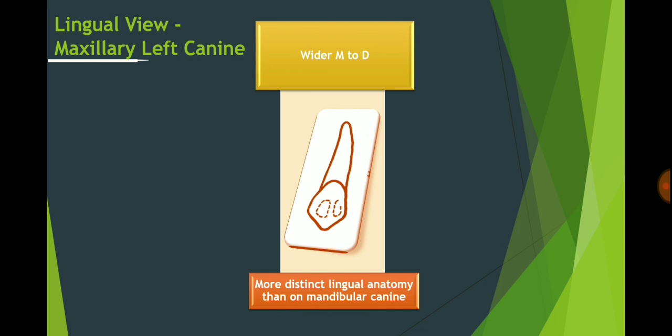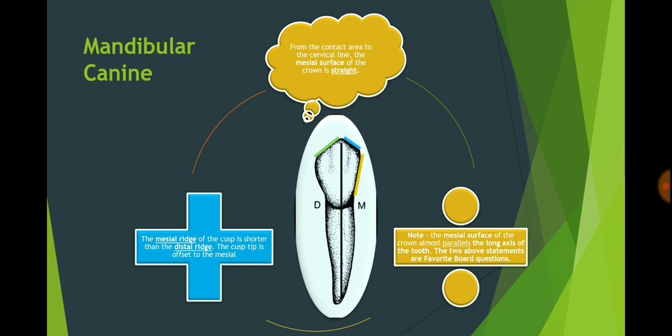All right. So maxillary canines are wider mesiodistally compared to the mandibular canines. They have more distinct lingual anatomy than mandibular canines. All right. So the plus signs here and the division signs are to help you remember this tooth very well.